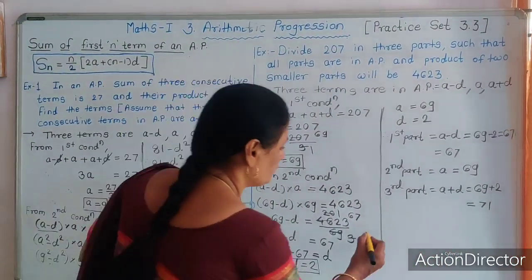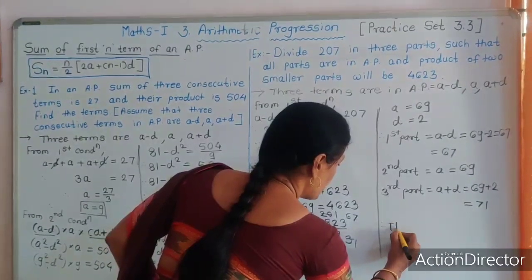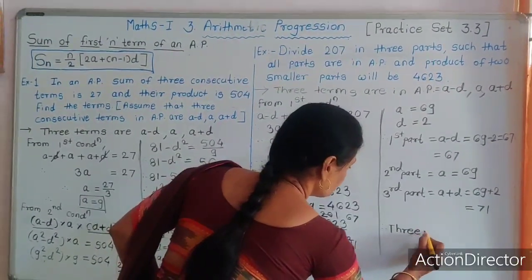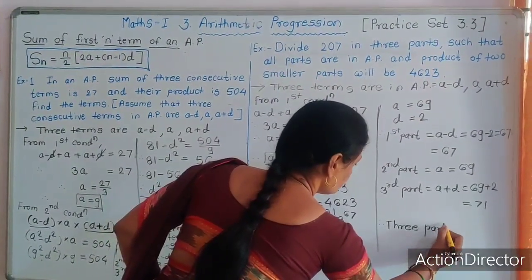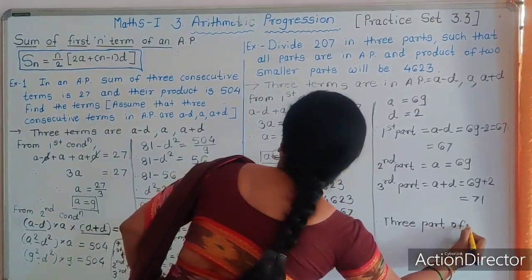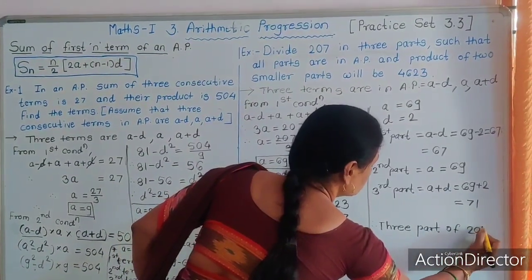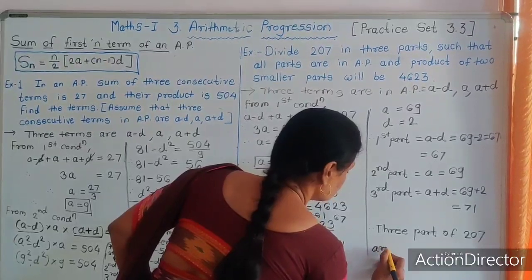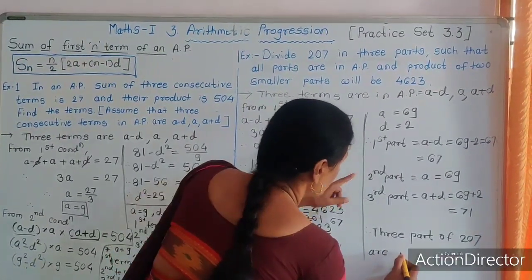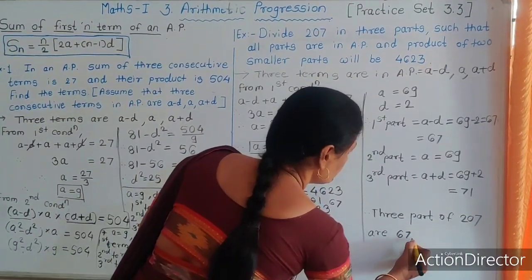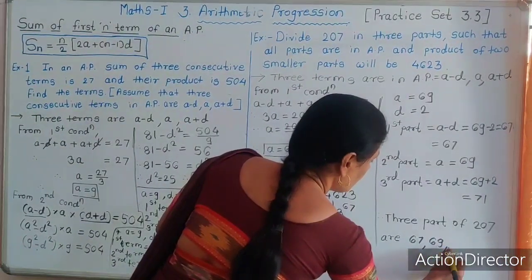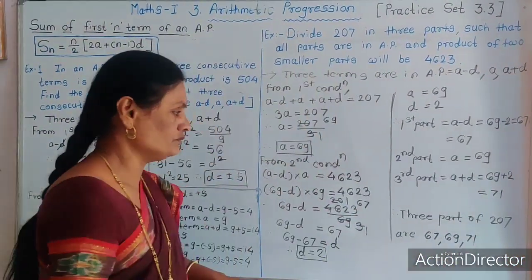Therefore, the 3 parts of 207 are 67, 69 and 71.